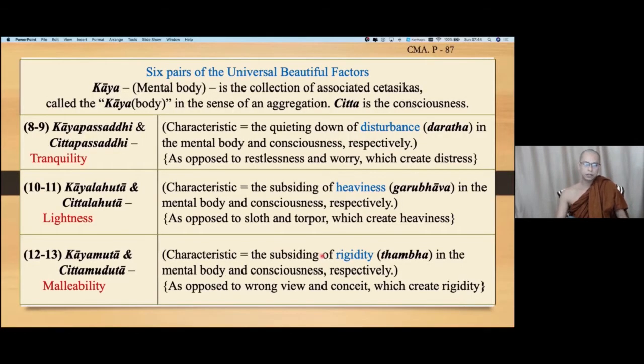Okay, so it comes in six pairs. The first is the tranquility pair. The characteristic is the quieting down of disturbance. The opposite nature can disrupt the mental factors and consciousness, so the disturbance can be calmed down by this pair of tranquility: tranquility of the mental body and tranquility of consciousness. Tranquility of the mental body quiets down the disturbance in the mental body, and tranquility of consciousness quiets down the disturbance in consciousness.